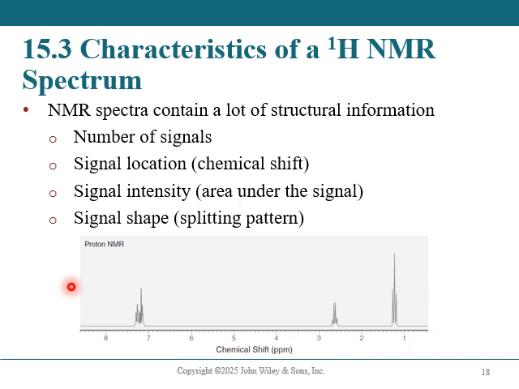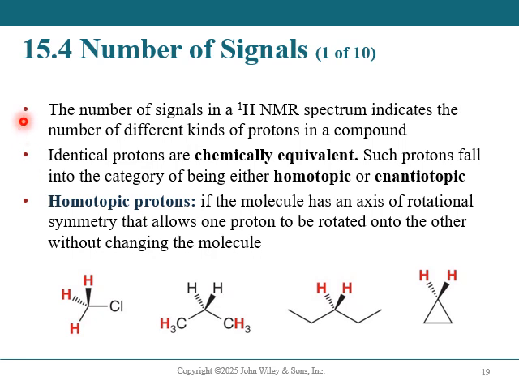So out of this, you're going to look for 4 things. 1, number of signals. Then the signal location where they appear, call that the chemical shift; the intensity, that's the area under the signal; and the signal shape, we call that the splitting pattern. We'll talk about that as we move through the chapter. Let's start with the number of signals.